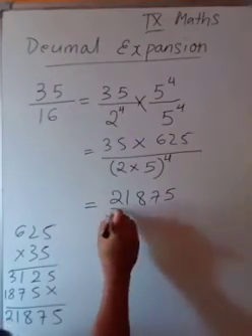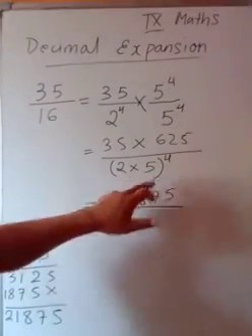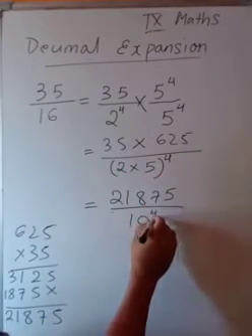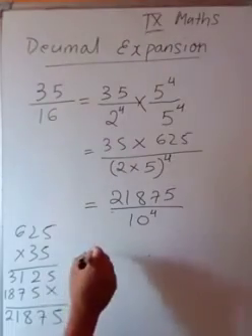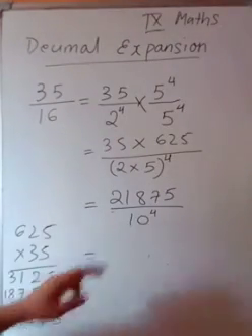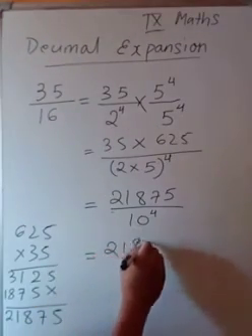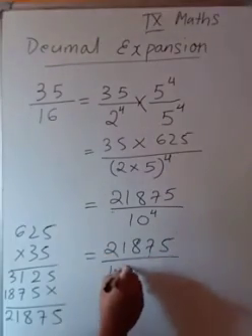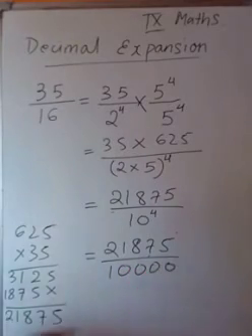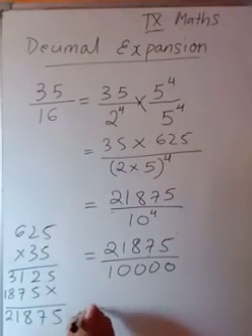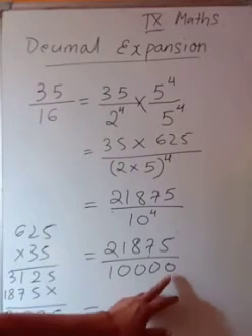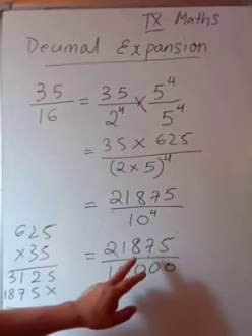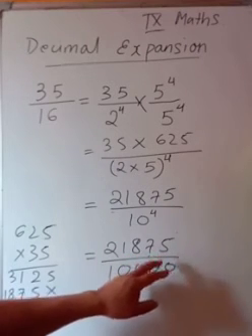21875. Divided by now. Inside the bracket, 2 into 5 means 10. What is the power? 4. 10 power 4. It means now you can write 21875 over 10 power 4. 10 power 4 means how many 0 after 1? 1, 2, 3, 4, because power is 4. And last line will be now how many 0? 4 zeros. That's why in numerator, when you divide the number, the point will be before the 4 digits.